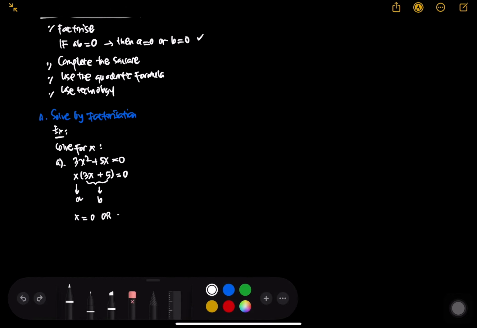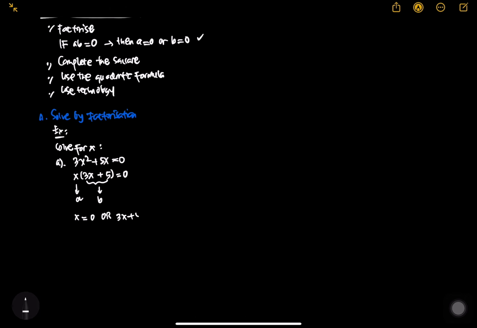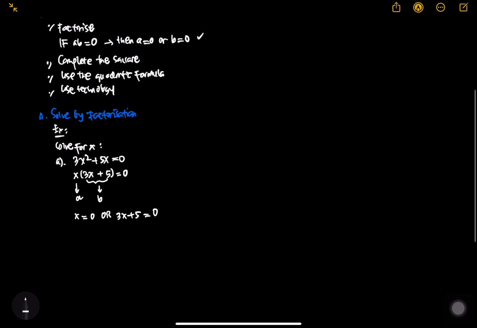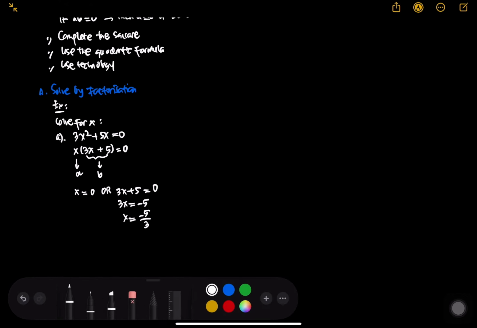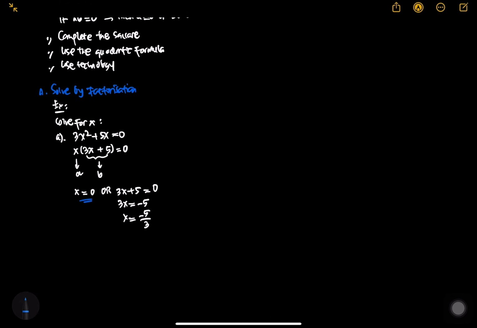the next one is 3x plus 5 equals 0. So then 3x equals minus 5, because it's moving to the right side. So we can use the concept of left hand side and right hand side. And x equals minus 5 over 3. So we have this answer, which is x equals 0 or x equals minus 5 over 3.